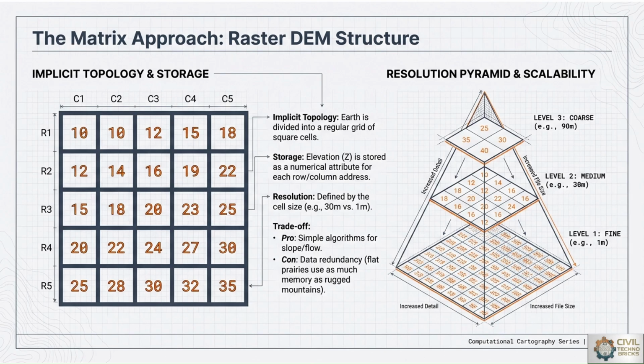So implicit topology is that the earth is divided into a regular grid of square cells, and each cell is used to store the data based on some elevation, and those elevations are the numerical values or attributes for each and every row and column address. That is, R1, C1 will be 10. What is the use of resolution here? Defined by cell size. For example, 30 meter versus 1 meter.